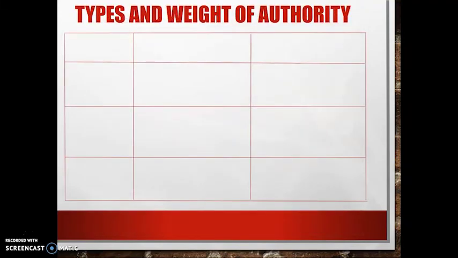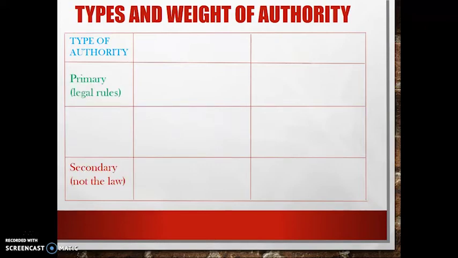Every time you do research, you must consider two things: the type of authority you are reviewing and the weight of that authority. And in our system, we have two types of authority. We have primary authority and secondary authority. Primary authority is the law. These are the legal rules, and these come from constitutions, statutes, case opinions, and regulations.